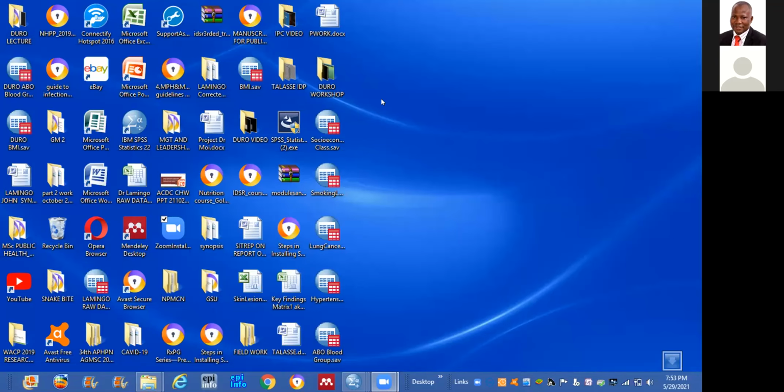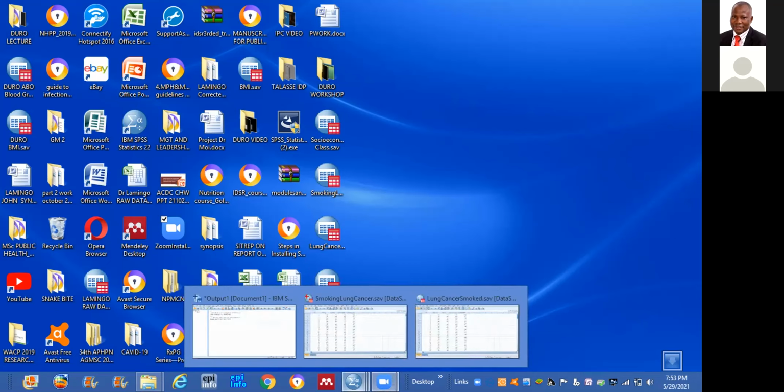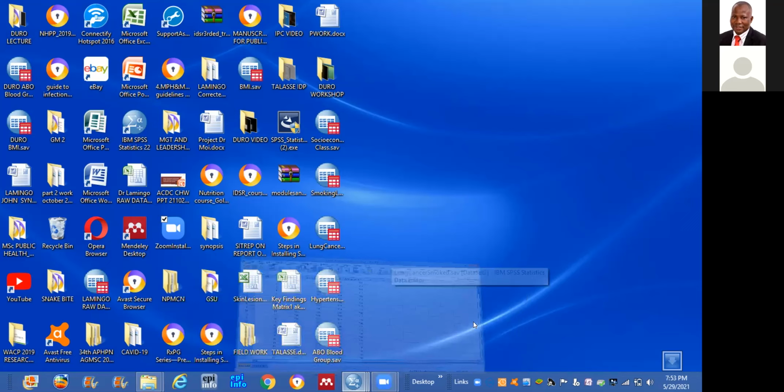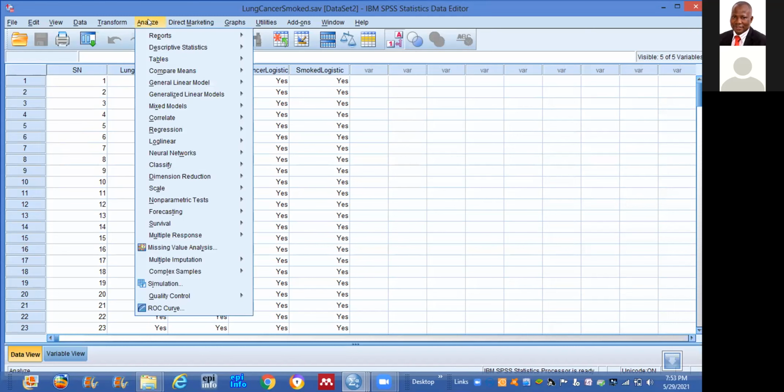Is it your desktop you are sharing with us? You can go to where it is saved, and if you know where you saved it, just double click and it will open. Where you store the file. Lung cancer smoke. Yes, that's it. So without wasting time, just go to Analyze, Crosstabs, and go to Crosstabs.